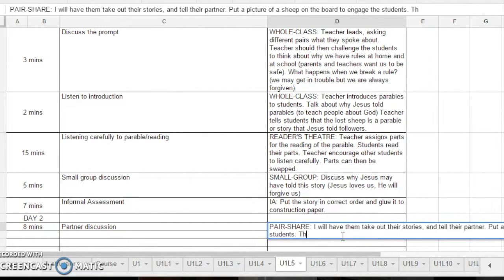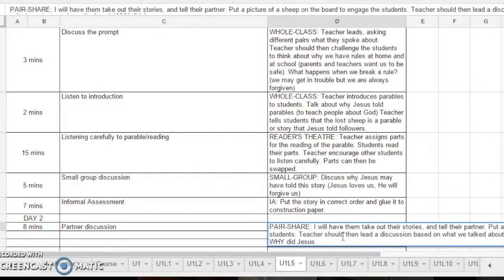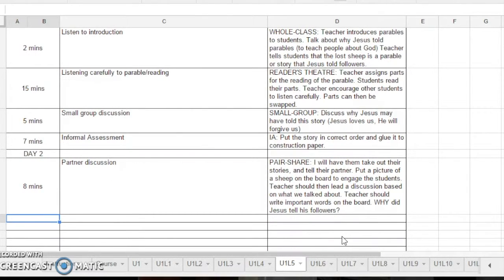So having talked to their partner, the teacher should lead a discussion based on what we talked about. Teacher should then write important words on the board. And we can look at the board then and see what was the most important thing about this parable. And again, we'll revert it back to, why did Jesus tell his followers this? So after this, we'll talk about it. I might actually extend this to 12 minutes, just because this is the bulk of my lesson. So not only is it the introduction, but it's also going to be the bulk of my lesson. So teaching them why Jesus told his followers this.